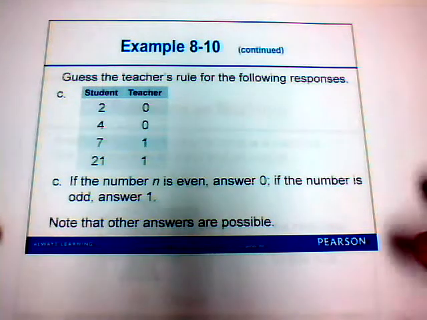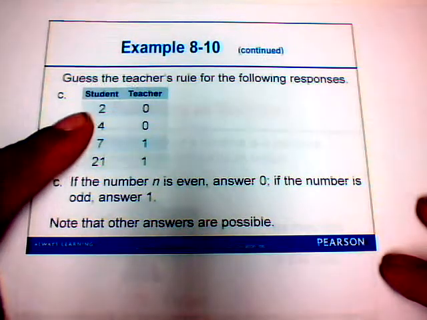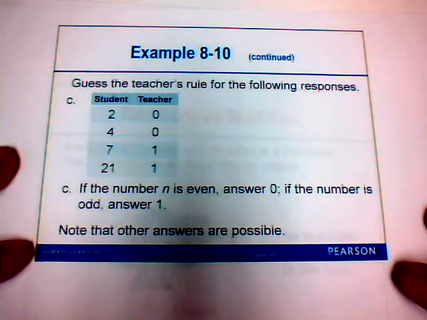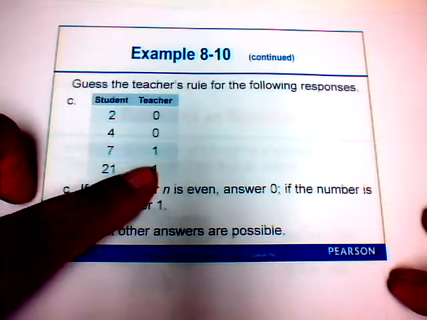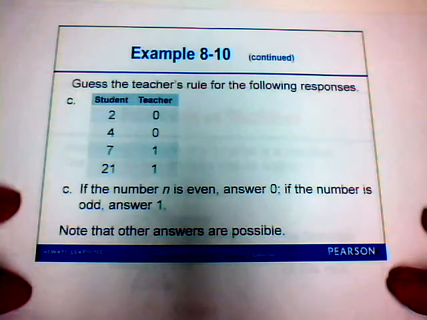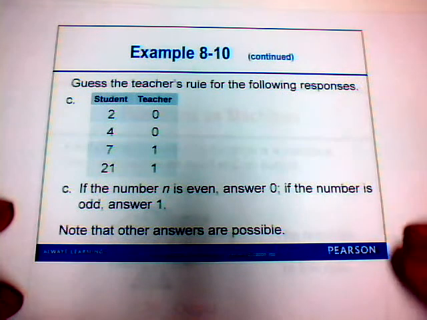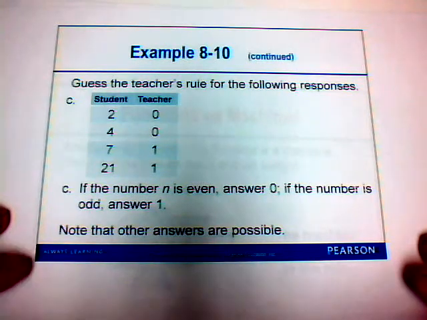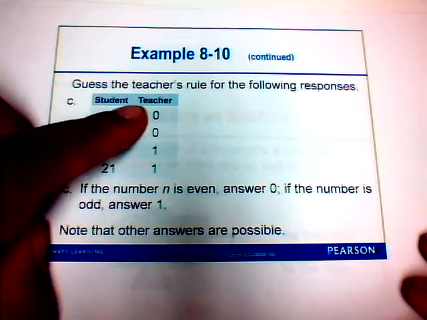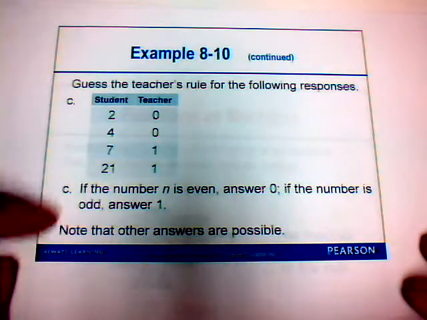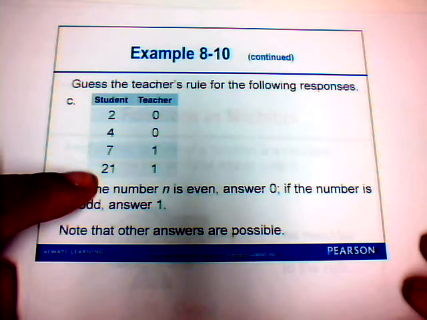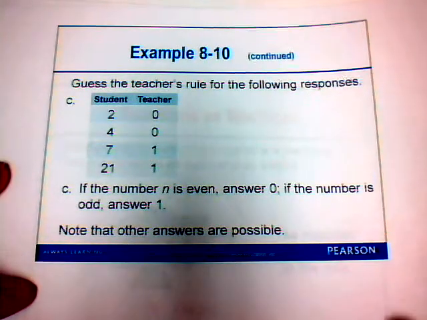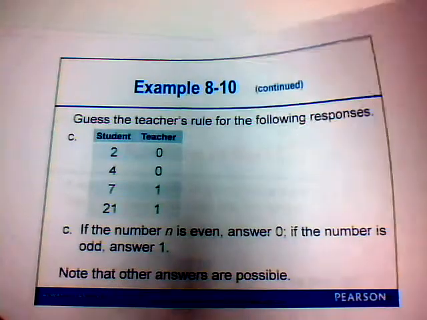Now in this particular rule, if a student gives a 2, the teacher responds with 0. For 7, the teacher responds with 1, and for 21, the teacher responds with 1. By looking at this rule here, we can guess that if n is an even number, like 2 and 4, the answer is going to be 0. If the number is odd, like 7 or 21, the teacher is going to respond with the number 1. Okay? And keep in mind, there are other answers that are possible for this particular rule.